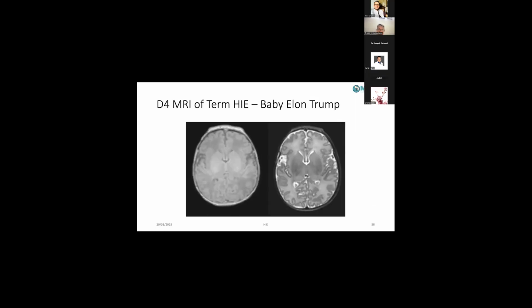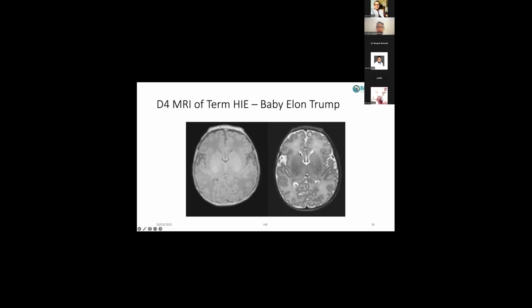Right. So this is a case, a day 4 MRI of a term baby. The baby's name was baby Elon Trump. Anybody like to have a go on the images? So first one is the T1 image. Here we can see the ventricles and the gyri, but the PLIC is not very well visualized. Excellent. So that is gone.